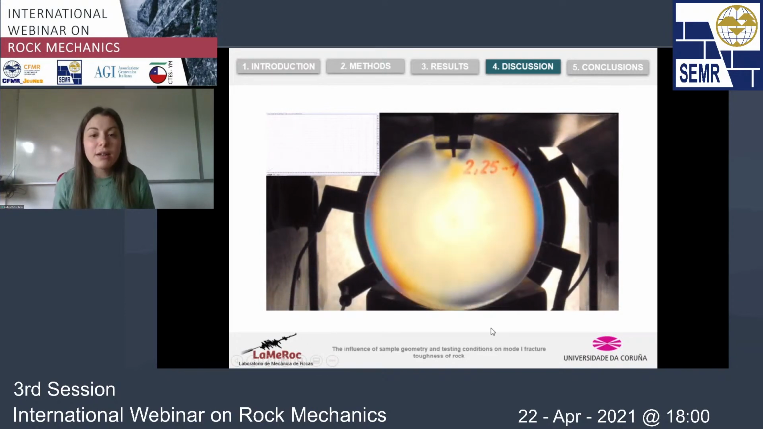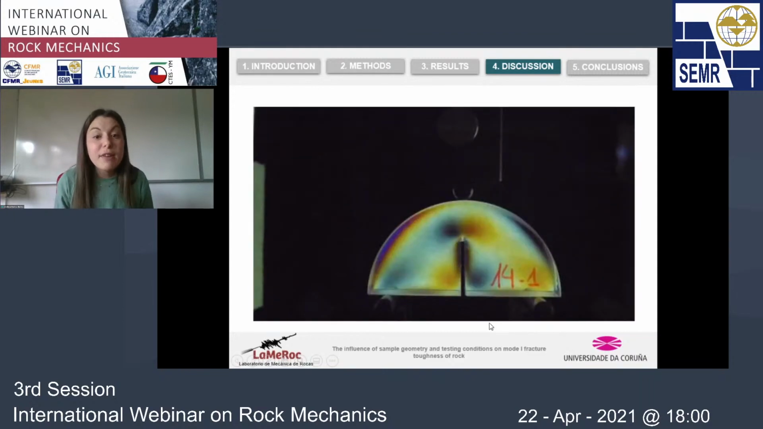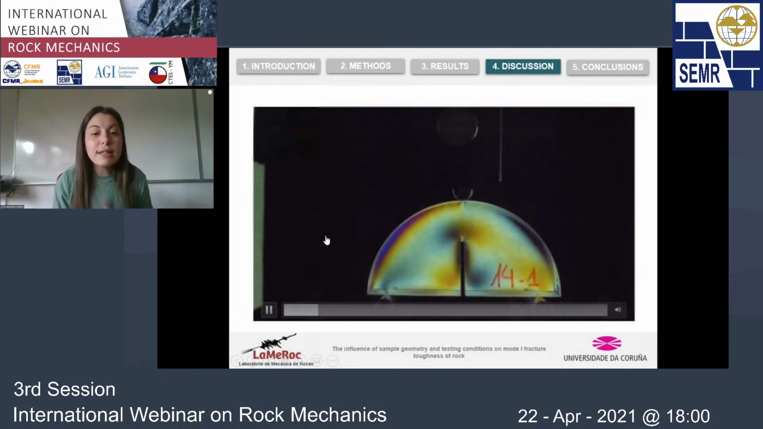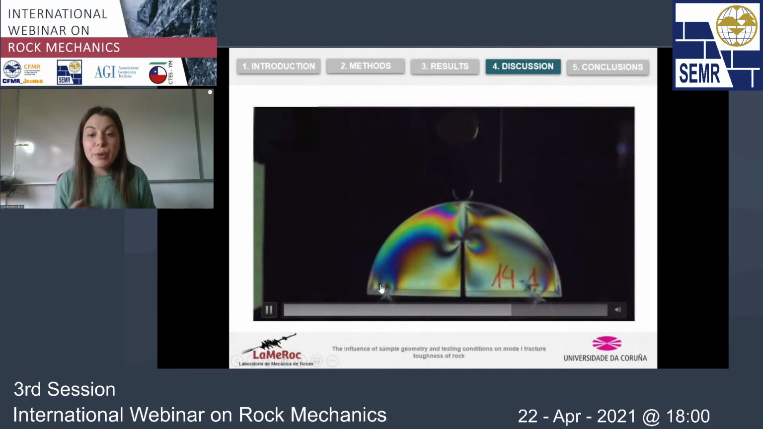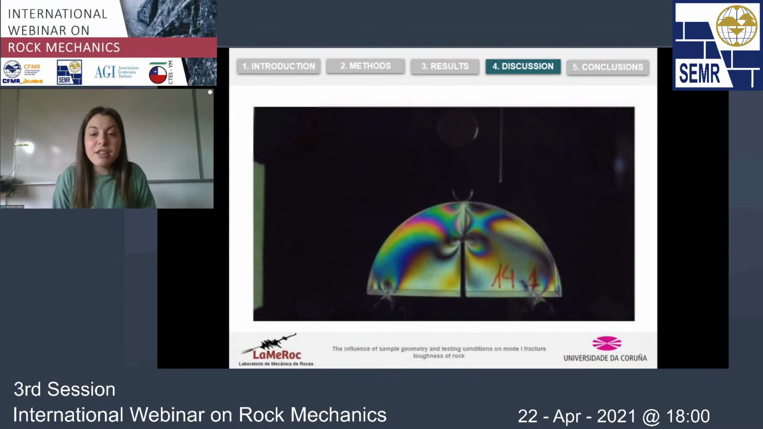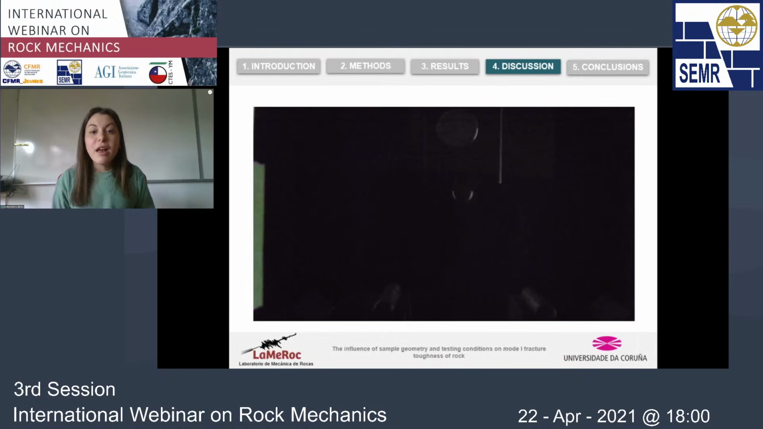And we have done this also for the SEV. In this case, as the load is increasing, we can see that there is a stress concentration at the notch tip, but there are also huge stress concentrations at the contact with the rollers. So in this case, there is a lot of energy being stored in the sample. When it fails, what we observe is that all the energy is released suddenly, and we cannot control the propagation of the crack.